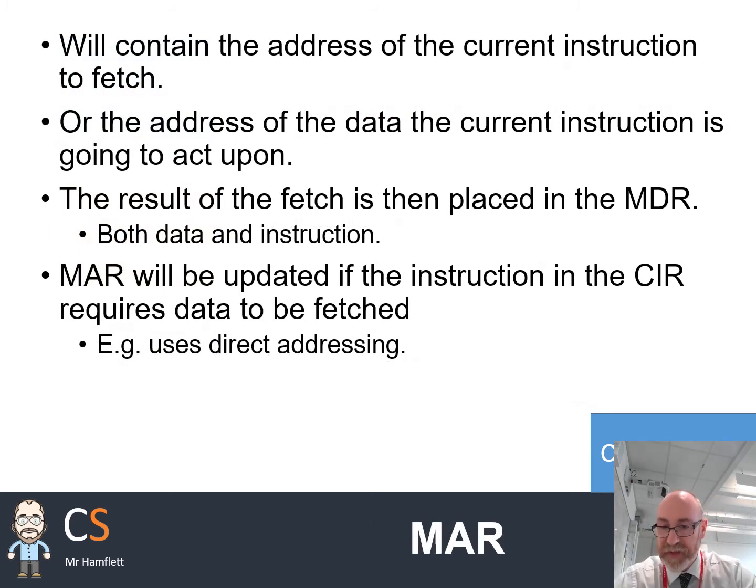A tiny bit more detail then. The MAR will store the address of the current instruction to be fetched, or the address of the data the current instruction is going to be acting upon. The result of the fetch is then placed in the MDR, for both data and instructions. And then the MAR will be updated if the instruction in the CIR requires more data to be fetched. So if I'm decoding and executing an instruction which requires, for example, direct addressing mode, then that's when the MAR will be updated with the address of the data it needs.